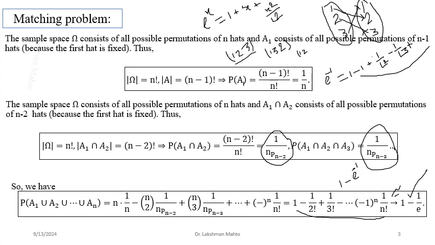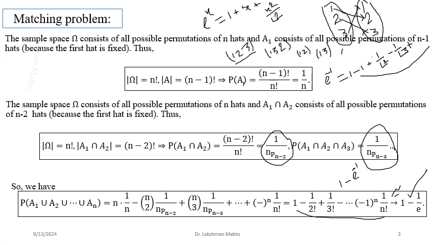1 goes to 2, 2 goes to 1, and 3 goes to 3 itself. So 1, 2, 3. This one is the third permutation. And what is the fourth permutation? 1, 3. So 1 goes to 3, 3 goes to 1, and 2 goes to 2. Don't say fixed, it is mapped directly, like that, mapped to 2 itself.